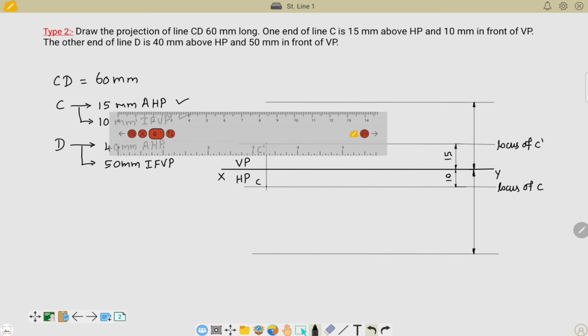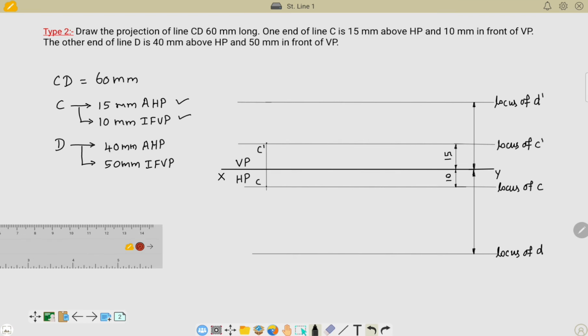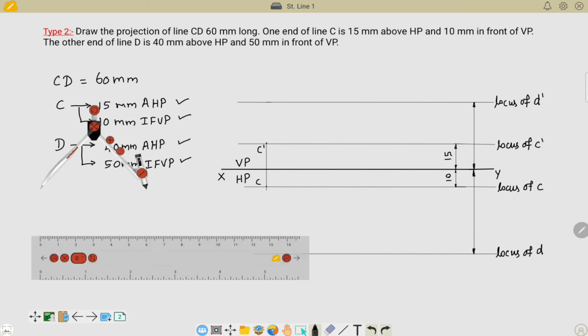Let me name this as locus of D dash, and this is locus of D. Yes, we have solved the data of D also now. The next step is to draw the true length of the line with the given data of 60 millimeters.